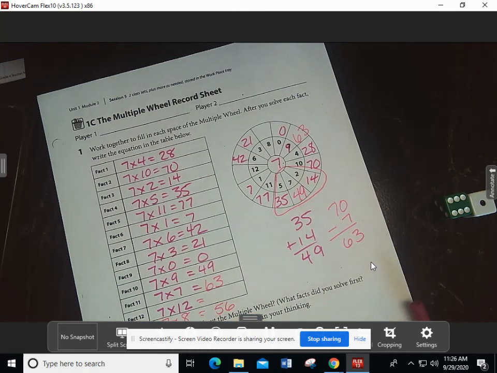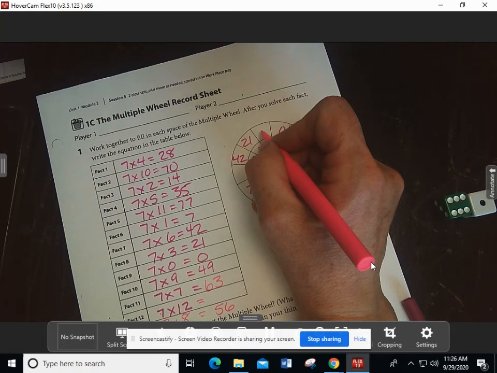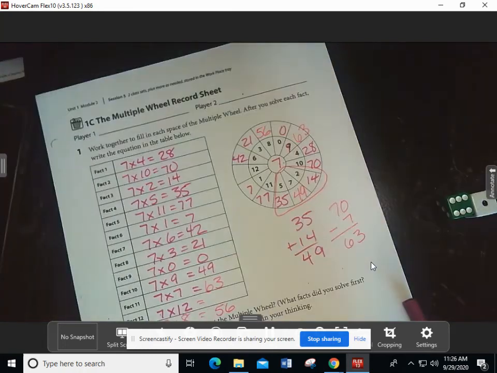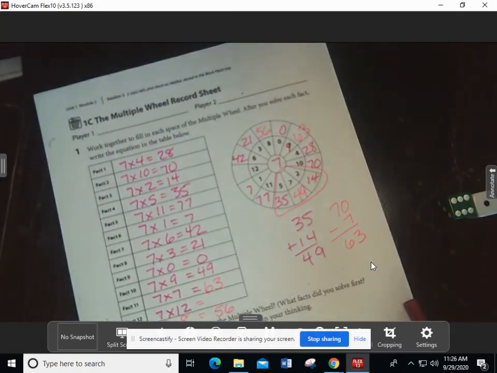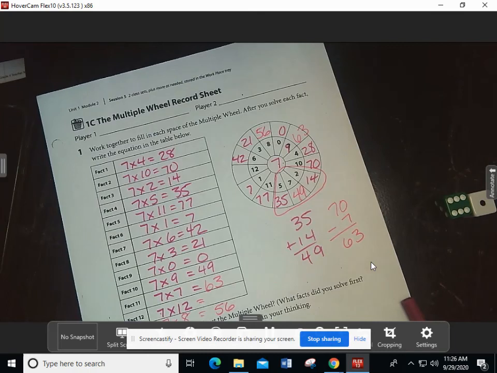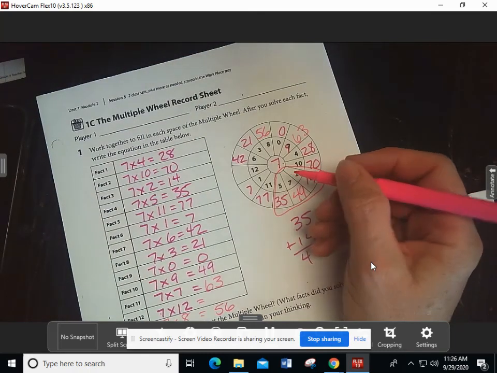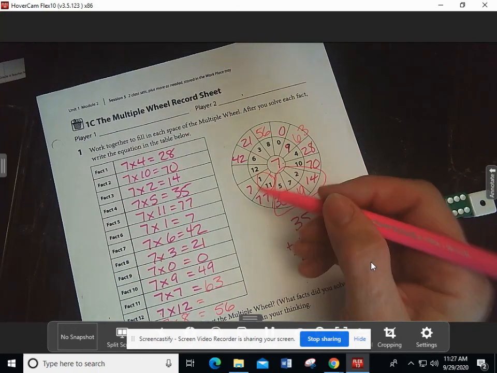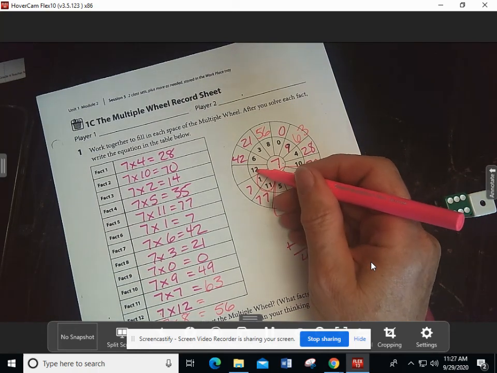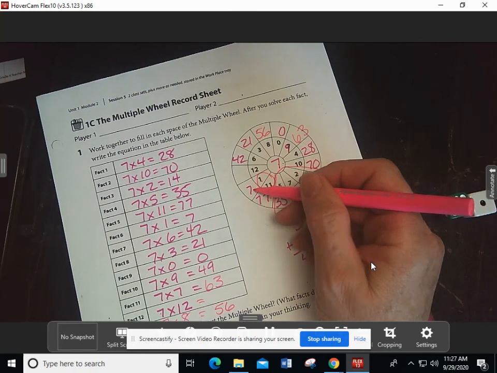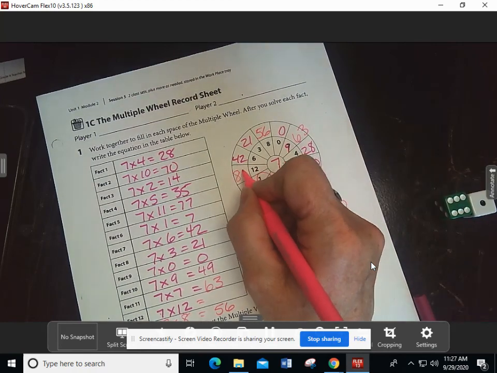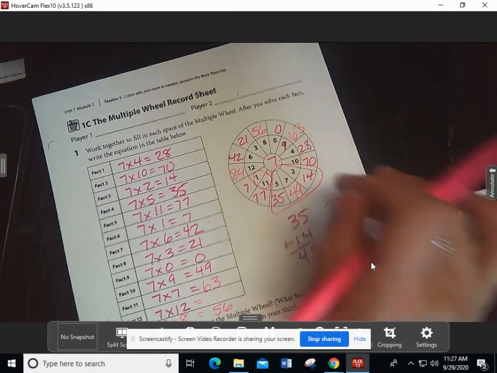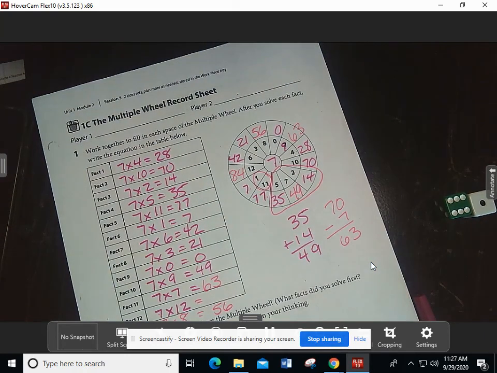And now what do we do about this? 7 times 12. What are some strategies we could do to figure this one out? Phoenix. You can add 7 to 11 times 7. Do you see what he saw right there? 11 plus 1 is 12. 77 plus 7 is 84. You can use this wheel to help you.